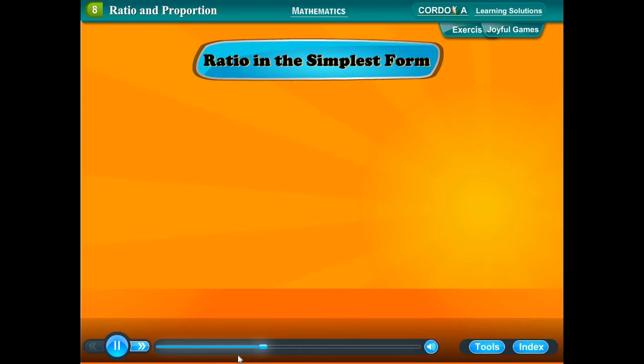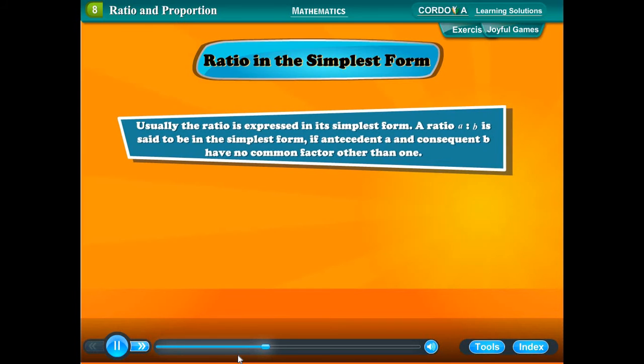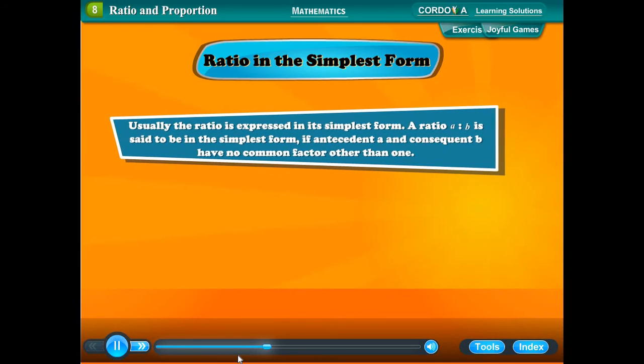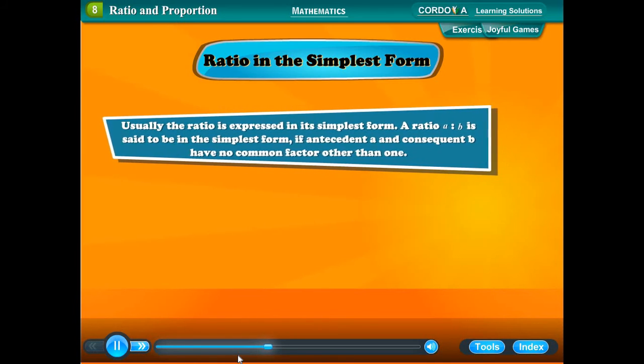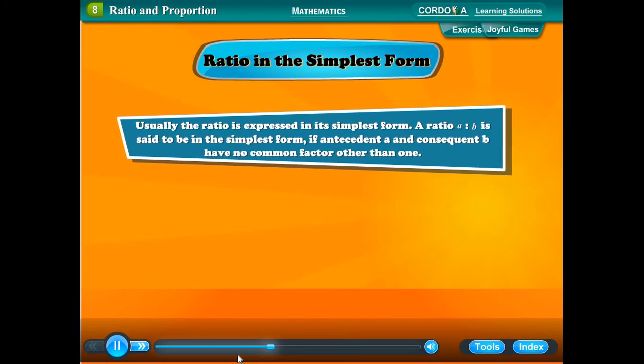Ratio in the simplest form. Usually the ratio is expressed in its simplest form. A ratio A is to B is said to be in the simplest form if antecedent A and consequent B have no common factor other than 1.